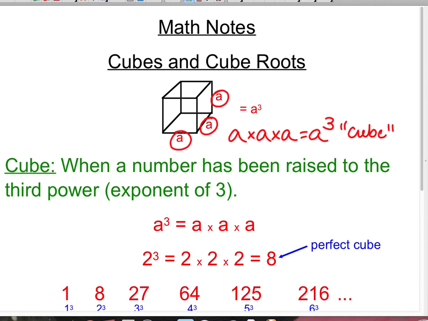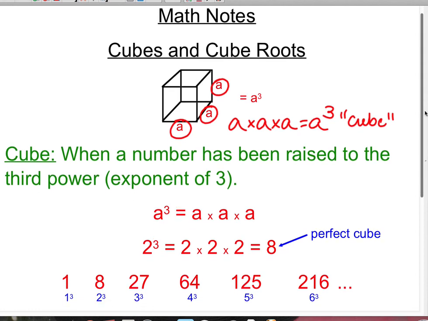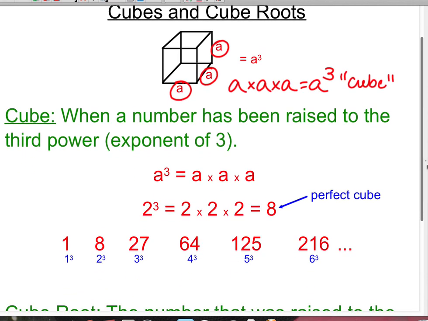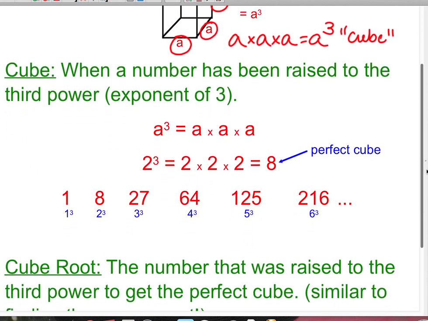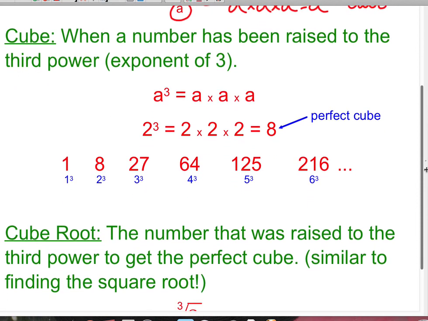So here's the definition there in green. A cube is a number that has been raised to the third power. And I put in parentheses, just so that you remember what that means, that it has an exponent of 3. There I kind of spelled it out. A to the third power is a times a times a.